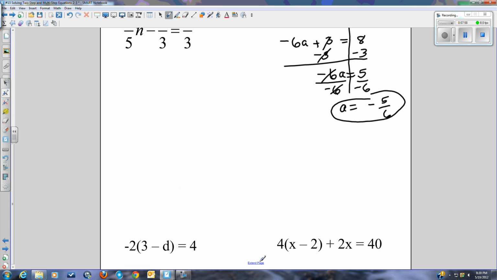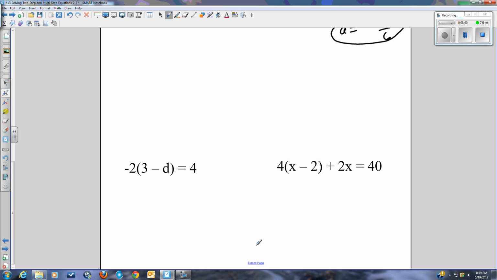Next, we have some problems involving parentheses, and we really want to get rid of any parentheses first before we start solving. And so we're going to go ahead and do that. Now, we've learned how to use the distributive property, so let's use that to eliminate the parentheses. So this first one, we're going to take negative 2 and multiply it through the parentheses. So negative 2 times 3 is negative 6.